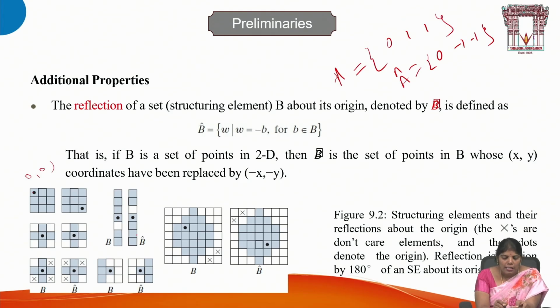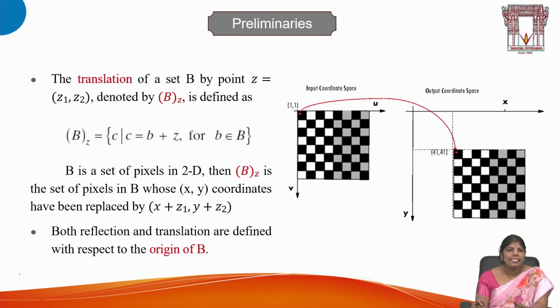Okay, so here you can see this is the B, and the reflection of the B is like this. And also here this is the B, and this is a reflection of the B. These are some examples where the reflection property is applied on the image. Next we'll go to the translation of the set B by point Z equal to Z1 and Z2, which is a representation of the translation. So how is the translation applied on the image with the help of set theory?